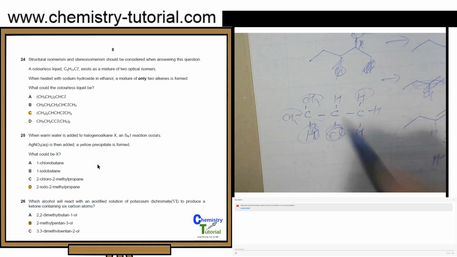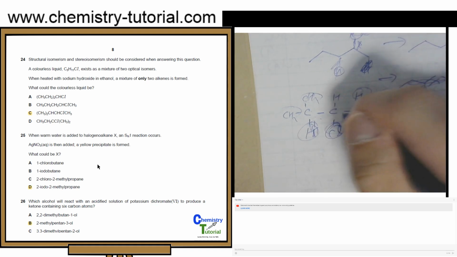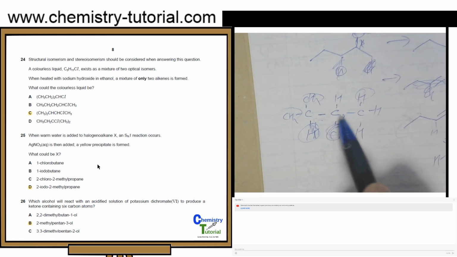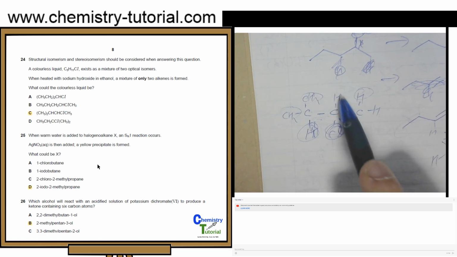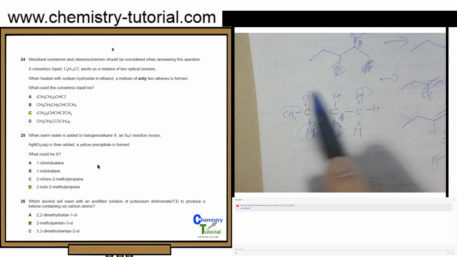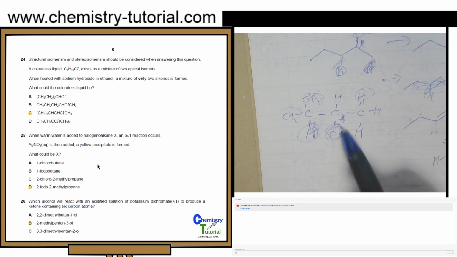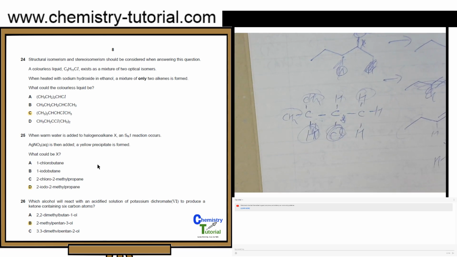So therefore, do we have any chiral carbon? Yes, we do. This is the chiral carbon because this carbon is attached to 4 different substituents. You have a hydrogen, you have this whole alkyl group, you have a chlorine, and another methyl group. So therefore, the answer for question 24 is C.